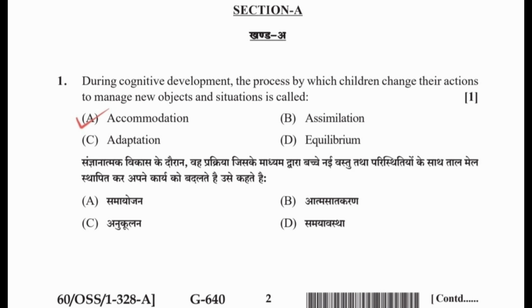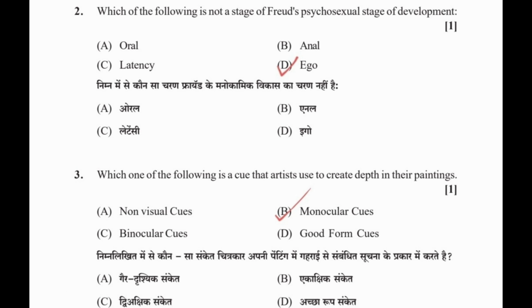Section A. 1. During cognitive development, the process by which children change their actions to manage new objects and situations is called A. Accommodation. 2. Which of the following is not a stage of Freud's psychosexual stage of development? D. Ego. 3. Which one of the following is a cue that artists use to create depth in their paintings?